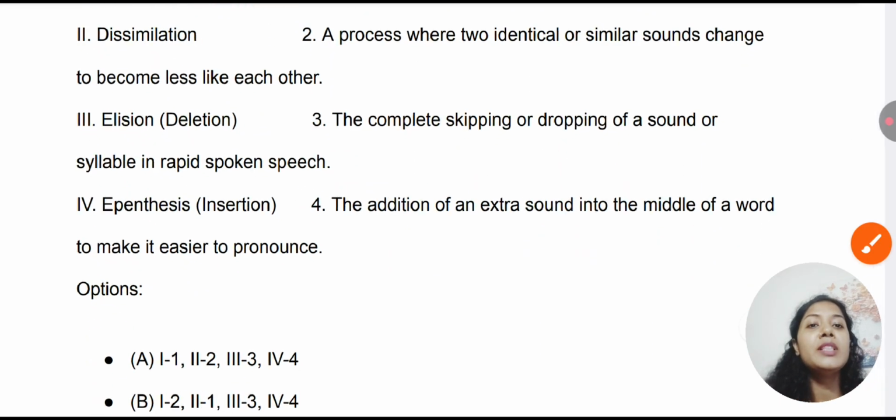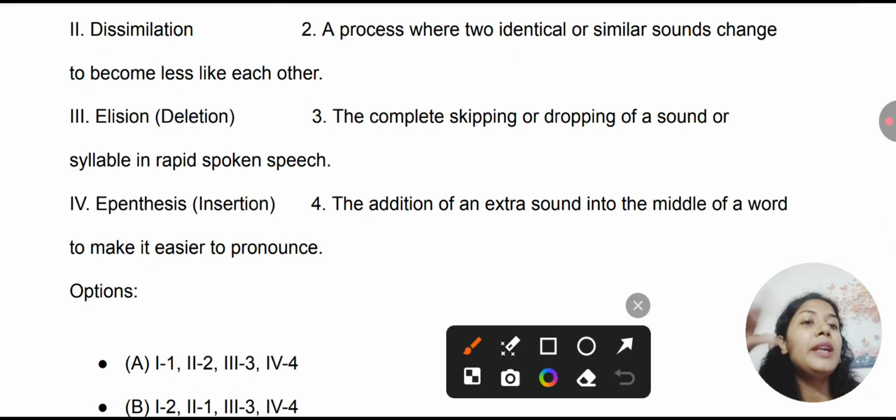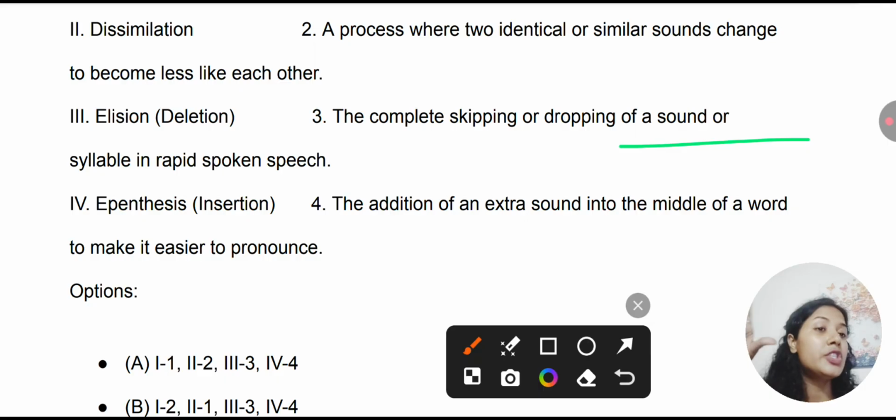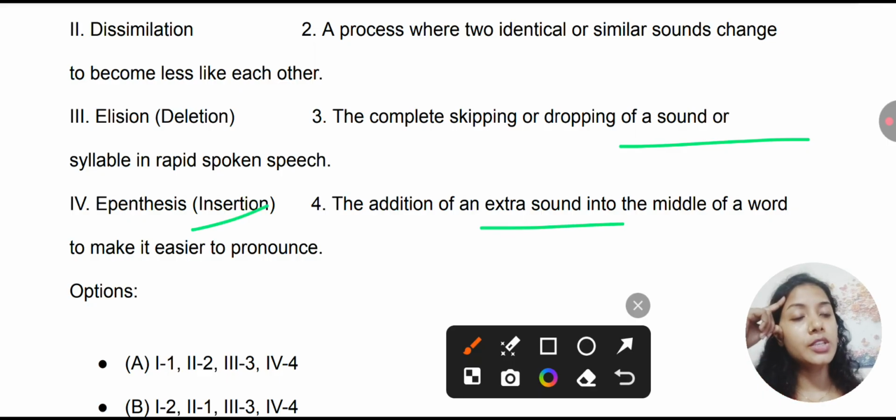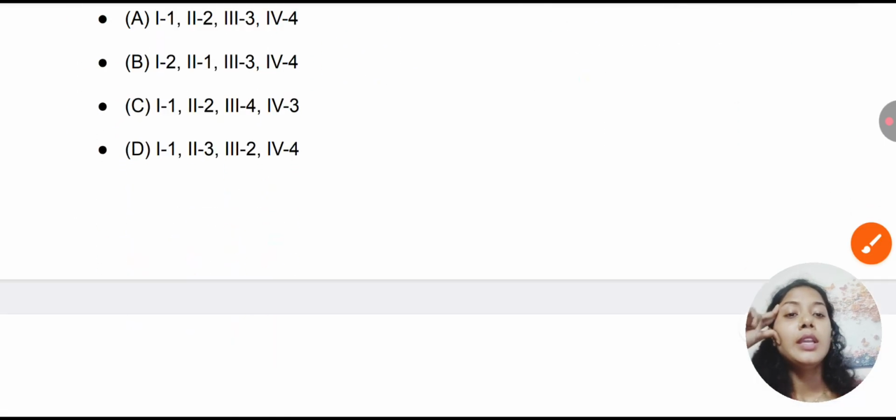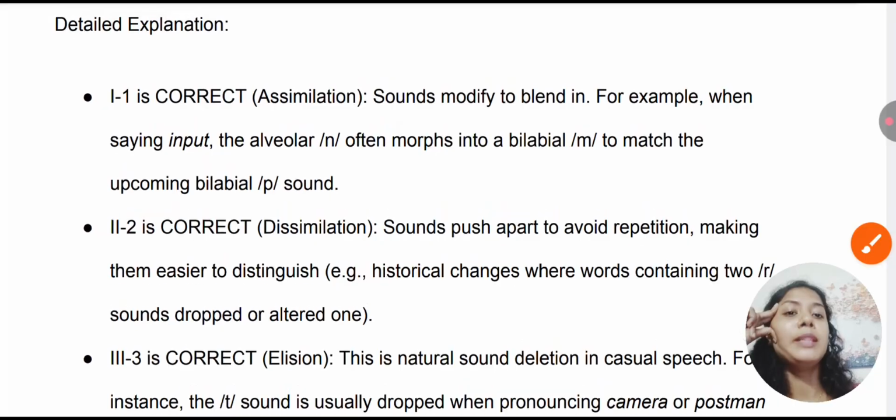एलिशन, एलिशन मीन्स डिलेशन भी होता है आपका. द कंप्लीट स्किपिंग और ड्रॉपिंग ऑफ अ साउंड और सेलेबल इन रैपिड स्पोकन स्पीच. सेलेबल की मैंने बहुत प्रैक्टिस की थी अंडरस्टैंड करने के लिए. स्ट्रेस सेलेबल, अनस्ट्रेस्ड सेलेबल, कहाँ पे कैसे, कौन सी वर्ड को एक एक चीज लिख लिख कर, I used to write with pencil and practice every day. Epenthesis, insertion, the addition of an extra sound into the middle of a word to make it easier to pronounce. Okay. Now, example देख लेते हैं.